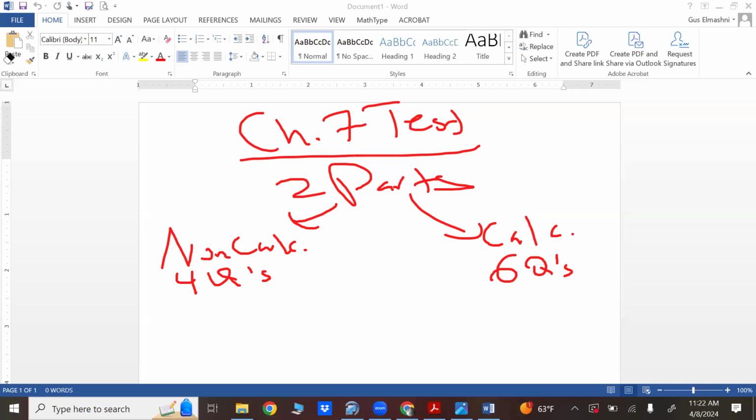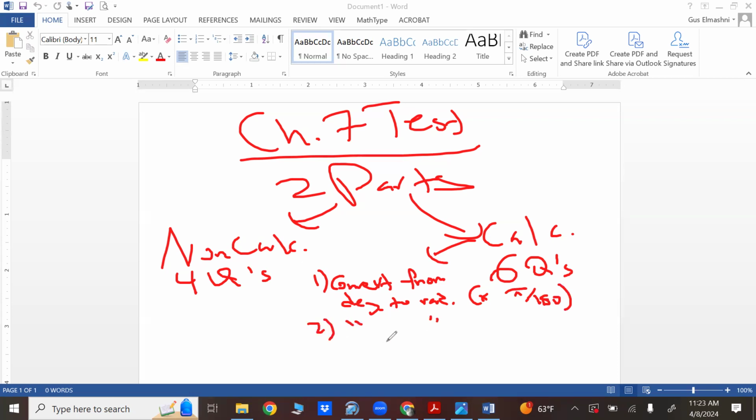Okay, for the calc portion, there'll be 6 questions. One will be convert from degrees to radians. That's super easy, guys. That's just multiply by pi over 180. That's all you gotta do, right? Easy peasy. Number 2, convert from radians to degrees. Then you multiply by 180 over pi.